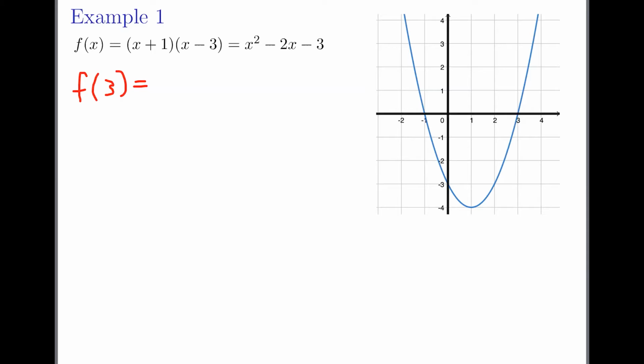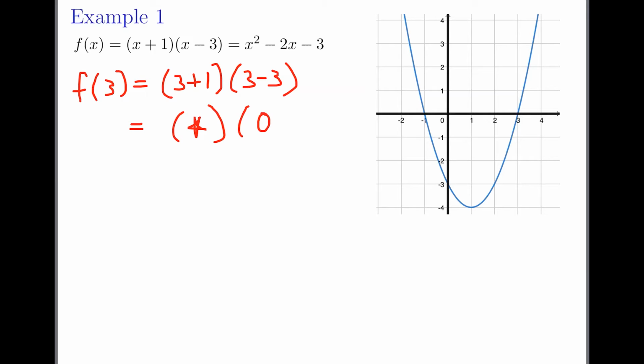So now let's think about f(3). Again, looking at the factored form, that's 3 plus 1, which happens to be 4. But then we multiply it by 3 minus 3. And at this point, it becomes irrelevant that 3 plus 1 is 4. All we really have is some number, happens to be 4, and we're multiplying it by 0. And the reason we know that's 0 is because 3 minus 3 is 0. And it doesn't matter what we multiply by 0, we're going to get 0. So f(3) is 0.